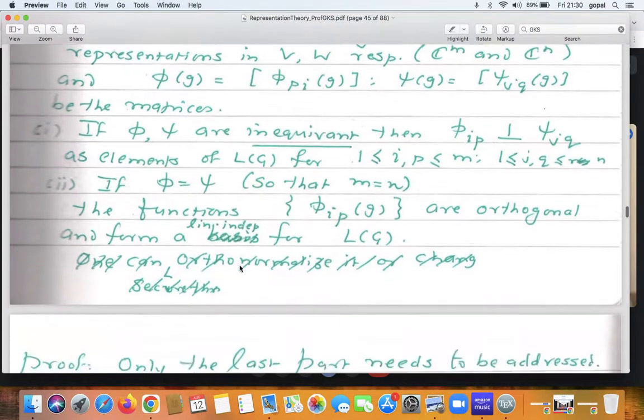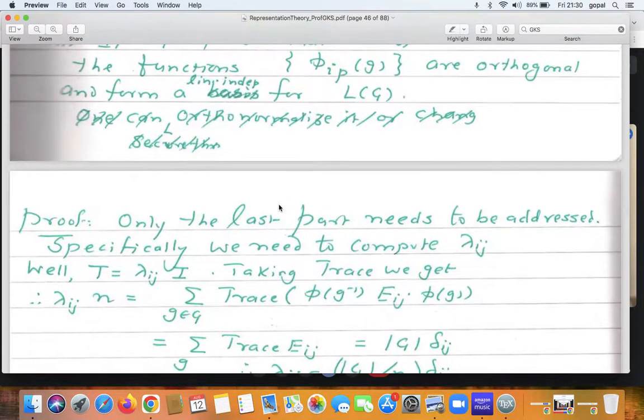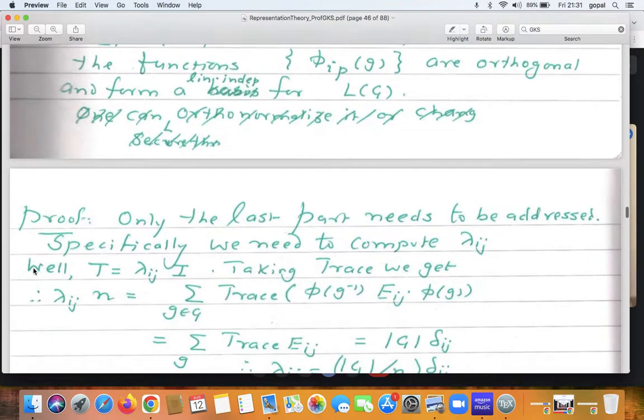So I can normalize them, and I can get an orthonormal basis for L(G). Only the last part needs to be verified, that they form a basis. Specifically, we need to compute lambda_ij. The first part is easy; the first part we already proved. So T is lambda_ij times the identity I. So now take the trace of both sides.